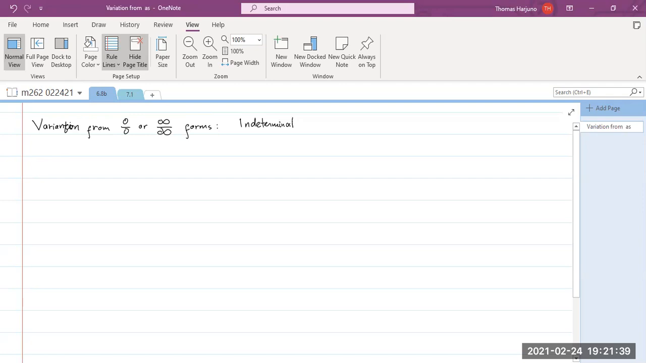Indeterminate product. The one that gives us 0 times plus or minus infinity. If it is very close to 0 but not 0, then it becomes infinity. So the issue is which goes to infinity faster to which goes to 0. And then later on we will also see indeterminate difference.